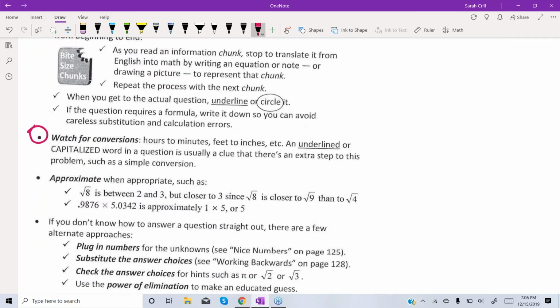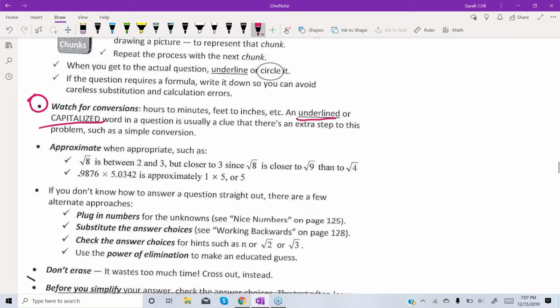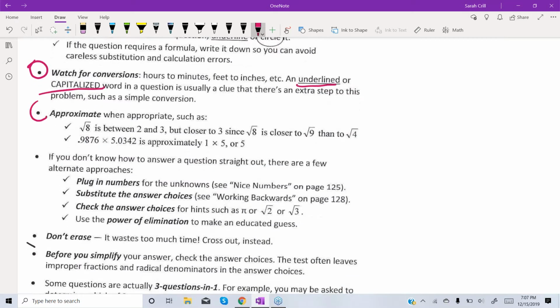Watch for conversions like hours to minutes and feet to inches. They're usually underlined or capitalized, so they're really supposed to be obvious, but sometimes we miss them anyway. It can be helpful to approximate. So if you can know that square root of 8 falls between 2 and 3, but it's closer to 3.